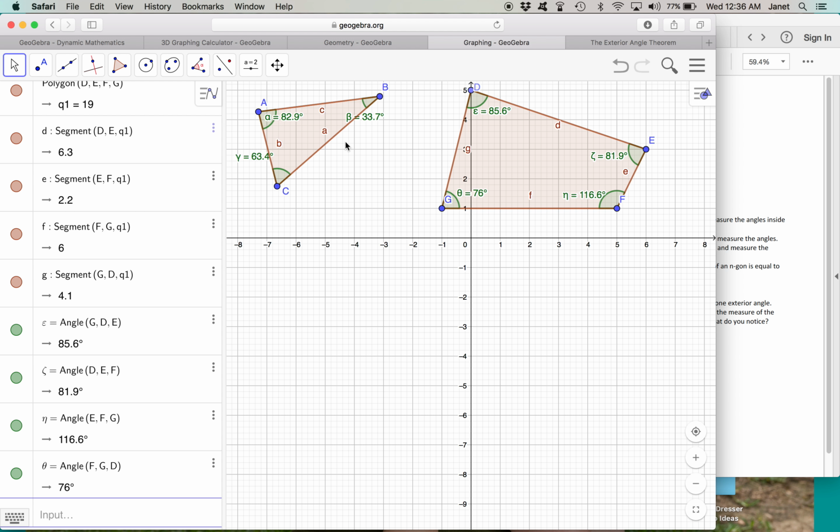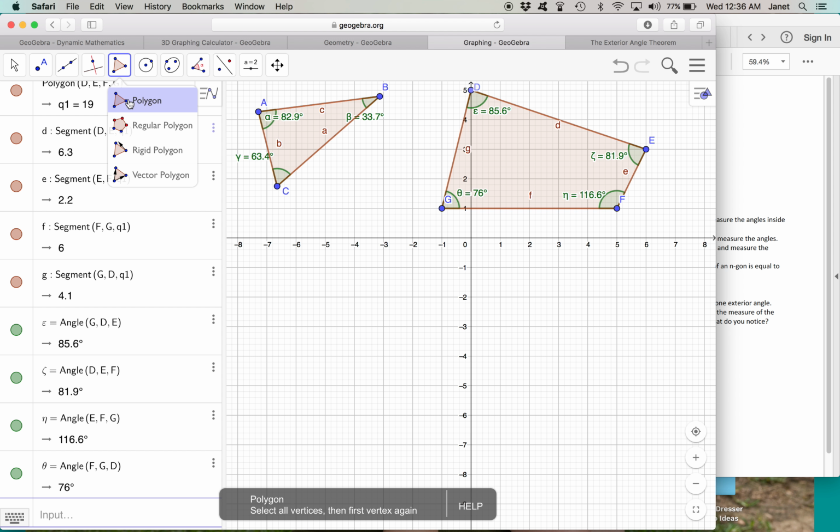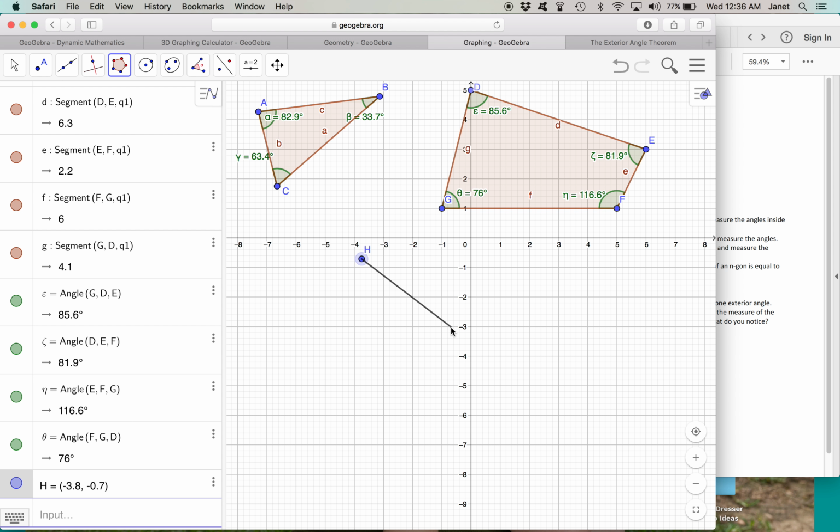There we go. Okay, now the next thing we're going to do is create a regular pentagon. Now you don't select the polygon, you select the regular polygon to do this. This is going to make all the sides exactly the same size. So our regular pentagon, we're going to start here.